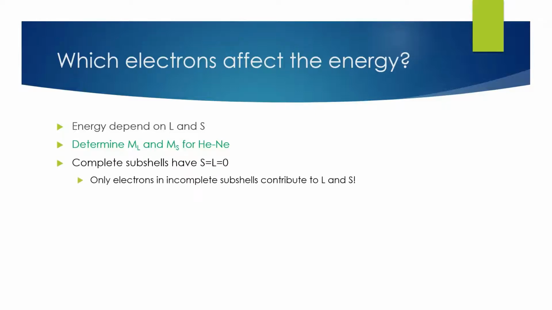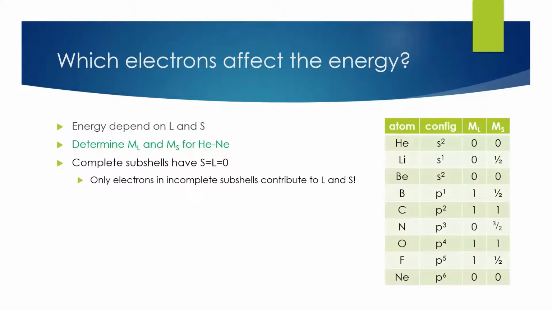What we see when we do this is that our complete subshells have an S and L equal to 0. Helium, since it has 2 electrons in the same orbital, one is spin up and one is spin down, so those cancel out. And then L is only equal to 0 because it's in an s orbital. Now, once we get into p orbital atoms, let's look at beryllium first. Beryllium, that also has an s2 configuration, has an m sub L of 0 and an m sub S of 0. Once we get into the p's, we can see that for P1, 2, 3, 4, 5, those are all different.